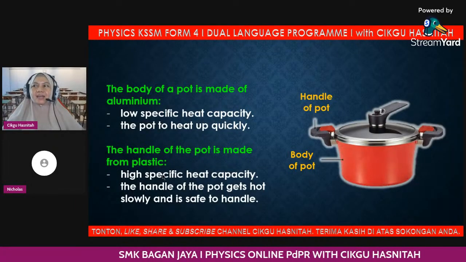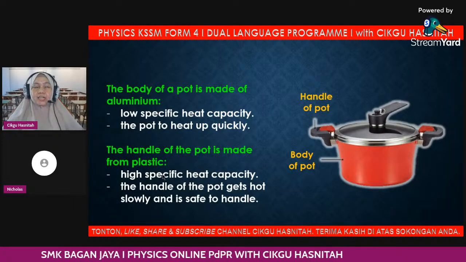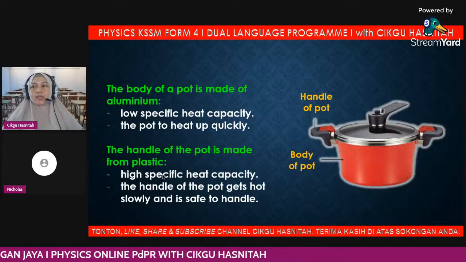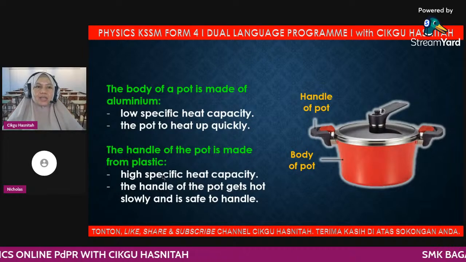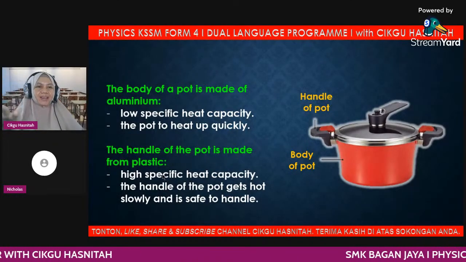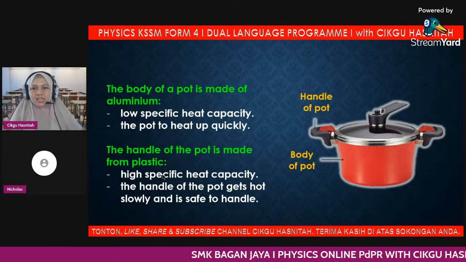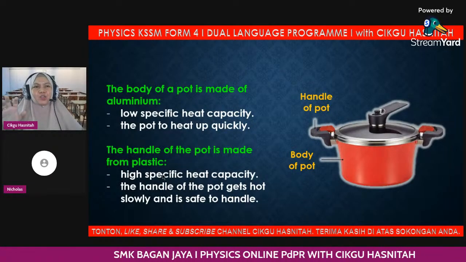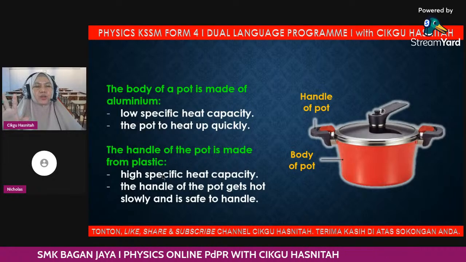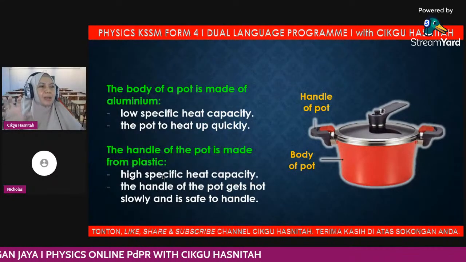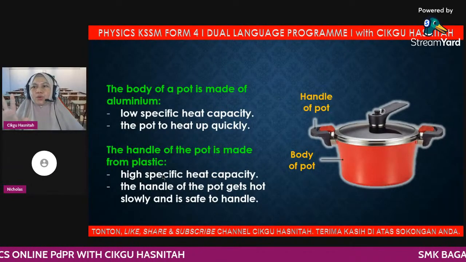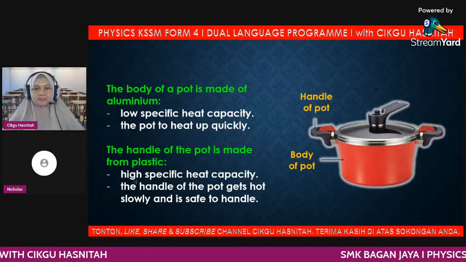So why is the handle made from either wood or polymer? So it will get hot slowly. So it is safe for you to handle. Okay, it is safe for you to hold them during cooking. Okay, if the handle is made from metal, it will be hot. So it is difficult to hold and it can cause you an injury.